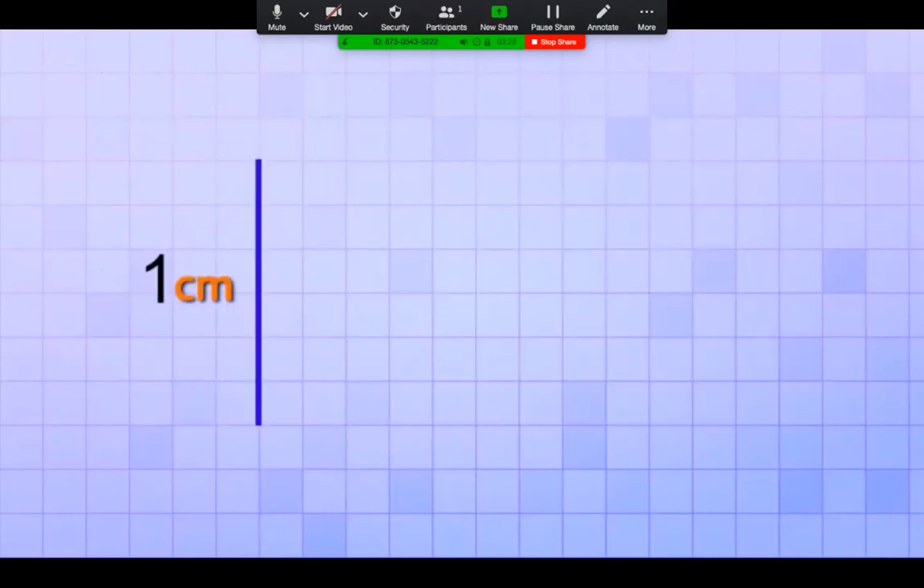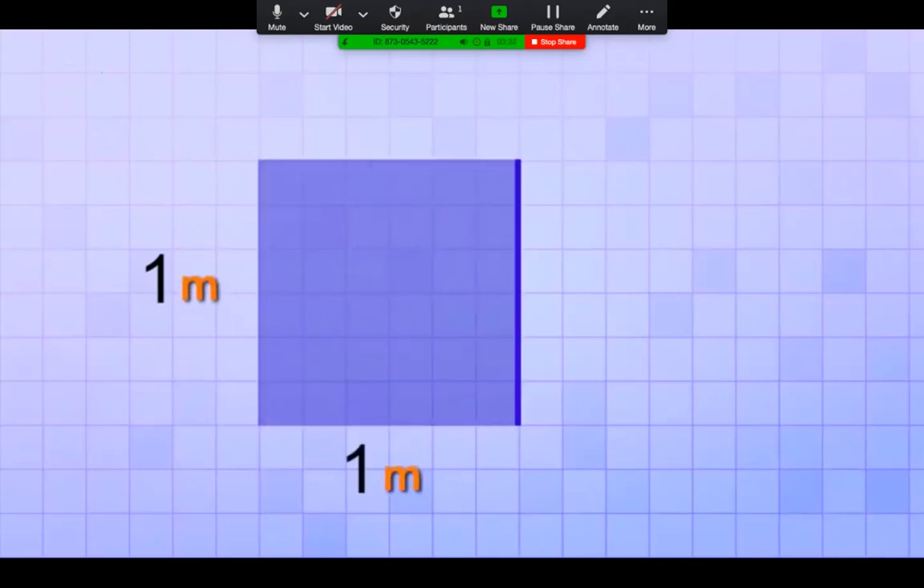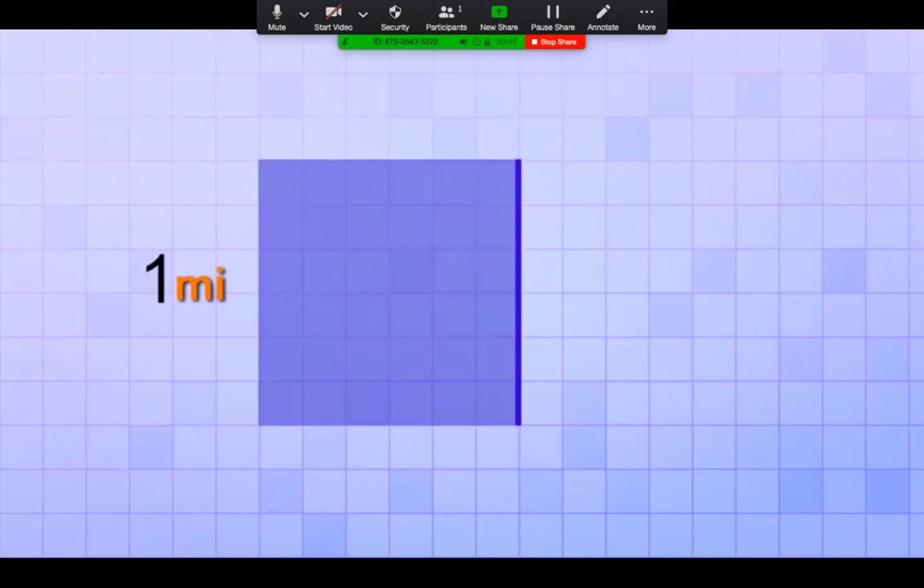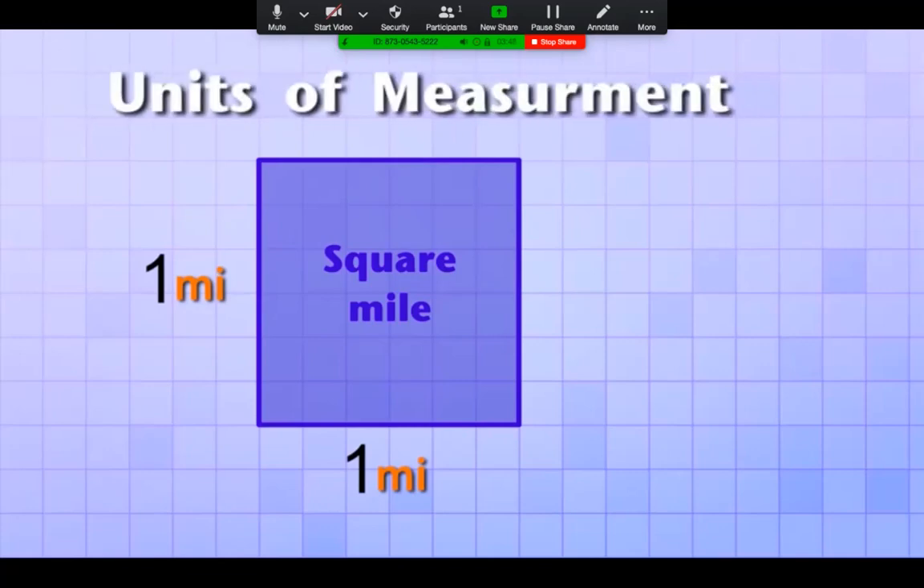For example, instead of a centimeter, what if our line had been a meter long? And what if we had moved it 1 meter? The area we'd have gotten would be 1 square meter. Or what if our line was a mile long and we moved it a mile? We'd have a square mile of area. So just like with perimeter, the units of measurement are very important when we're talking about area.